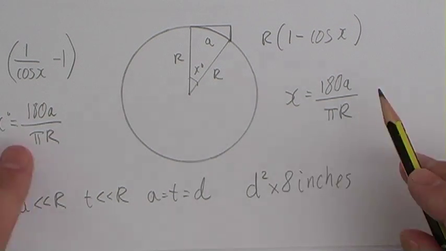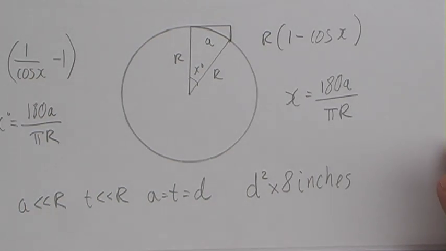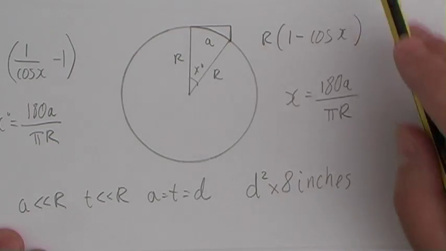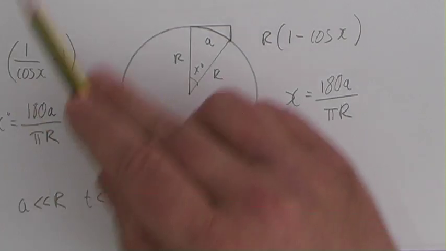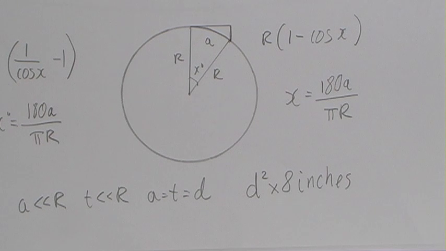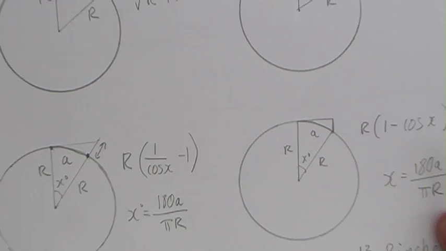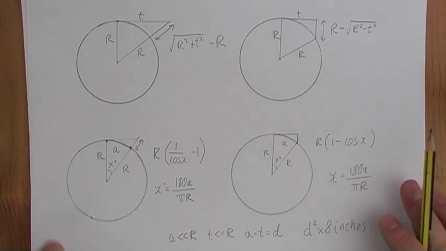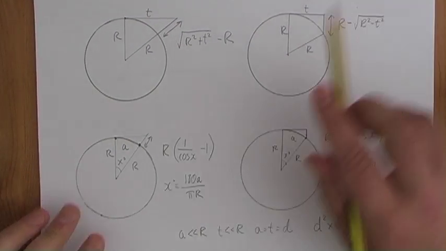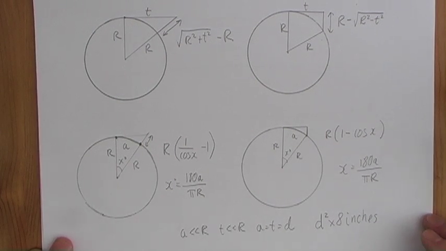Now, I've worked out, I'm not going to go into all the details. I expanded all 4 of these into infinite series and showed that the first term does work out to be d squared times 8 inches. So this is a nice little rule of thumb for working out the drop down. And like I said, for small distances it doesn't matter which one of these 4 drop downs you're thinking of, they all pretty much give the same answer.